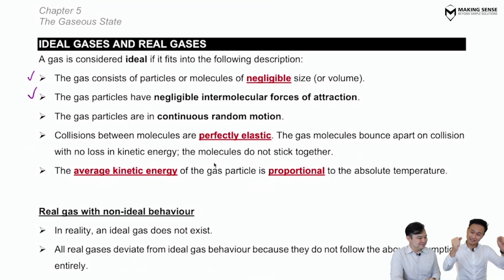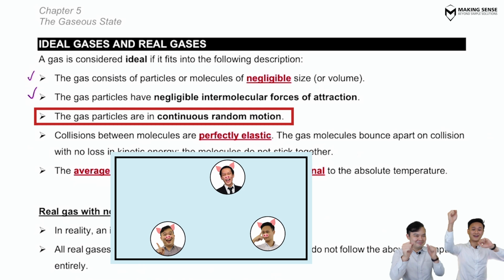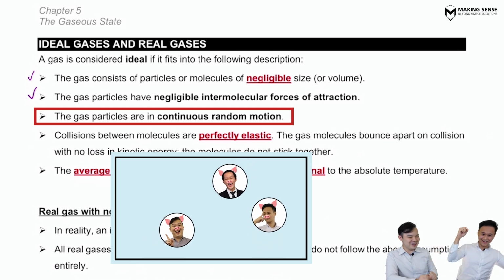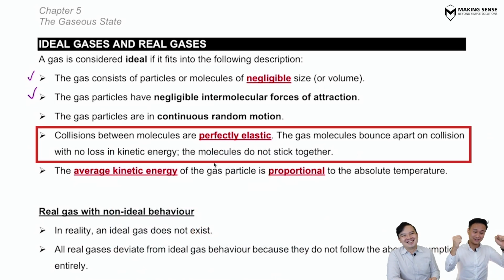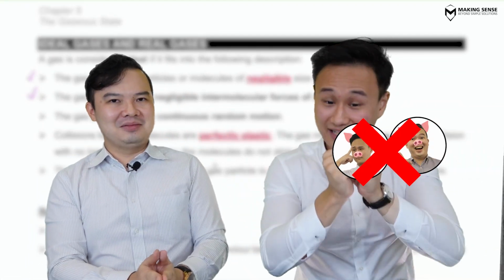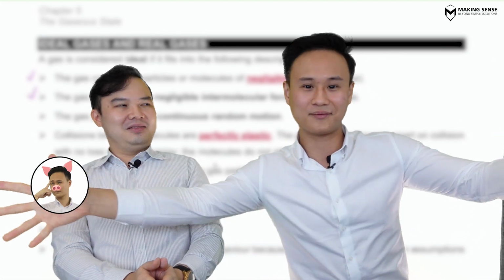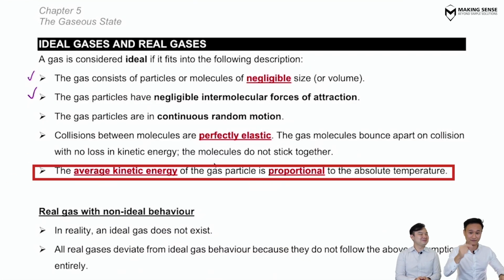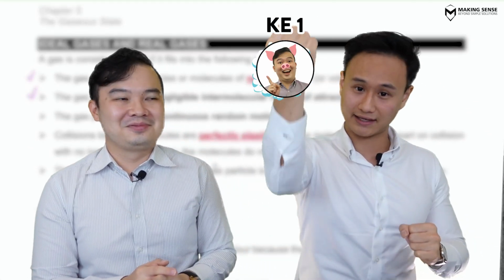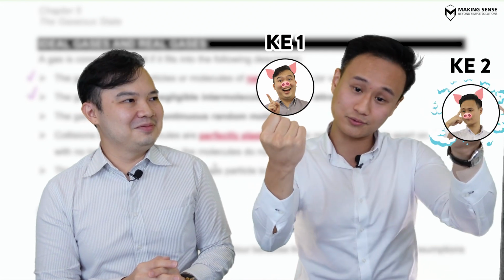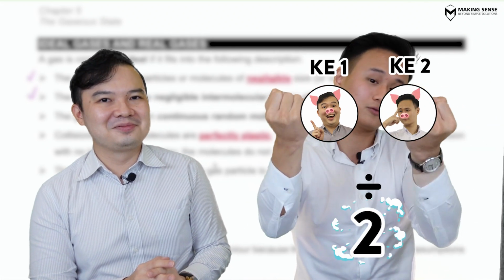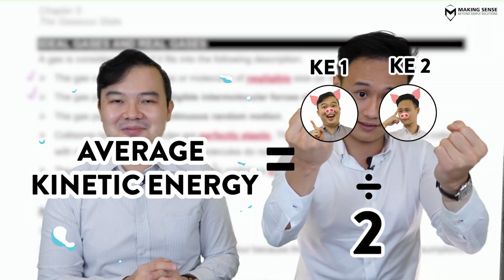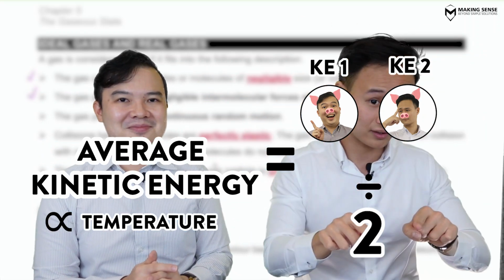The next one is that the gas particles are in continuously random motion. Okay, now not only that, the collisions are perfectly elastic. Now what this means is that when they bump, they do not stick. Right? They bump and then they break free. Okay, and last but not least, we have the average KE that's actually proportional to temperature. Now average KE means this: KE1 of this particle plus KE2, divided by the total particles, which is 2 in this case. That is average KE, and it's proportional to the temperature of the box that they're in.